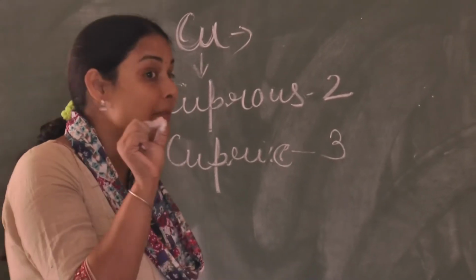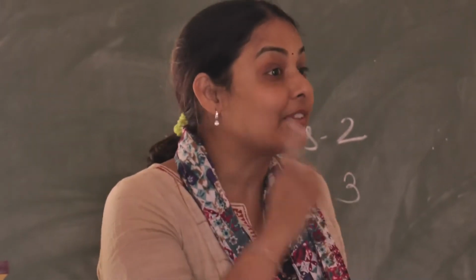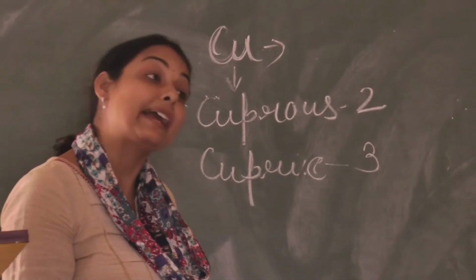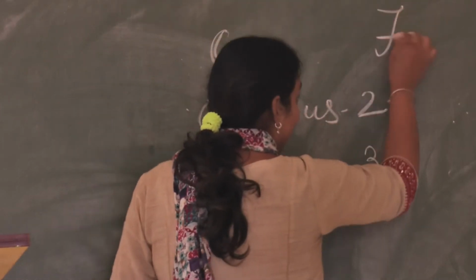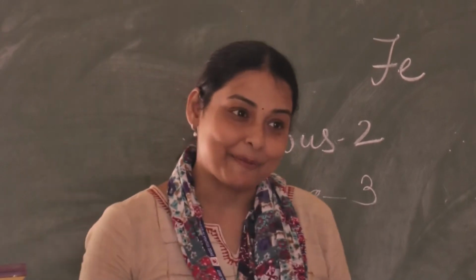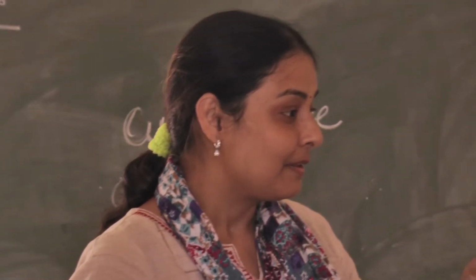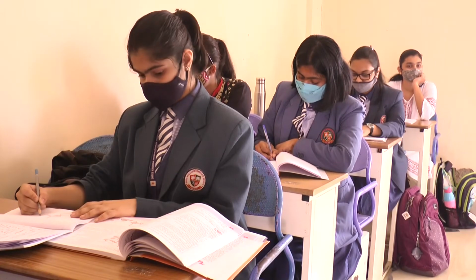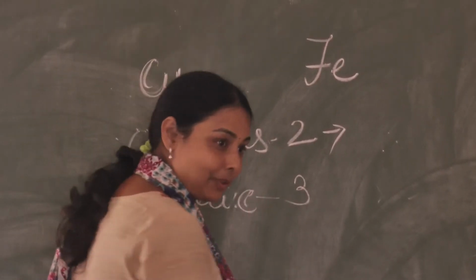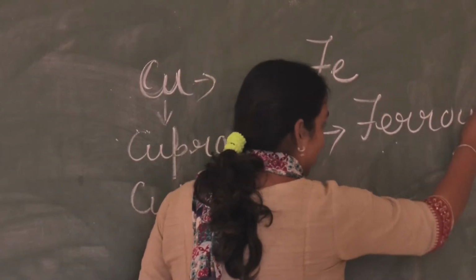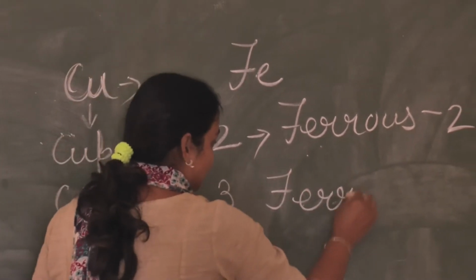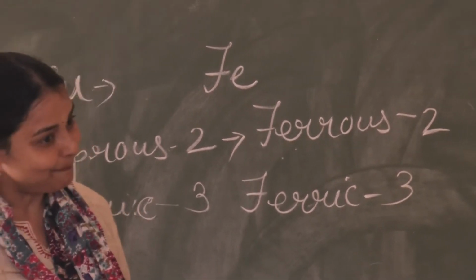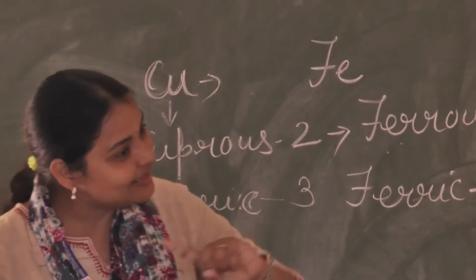You have to remember that some of the elements have variable valency. Is that clear to you? After copper you have iron. What is the symbol of iron? That is Fe. Iron is also considered as ferrous and ferric. Ferrous has 2, ferric has 3. Got it? Ferrous 2, ferric 3. Clear? Now copper and iron are clear to you?